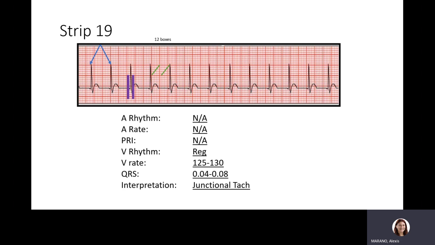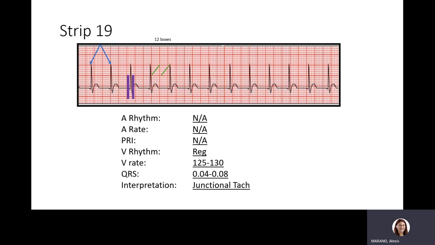Strip 19. Your atrial rhythm would be NA. Do you see any P waves? So the same would apply for your atrial rate and your PRI. Ventricular rhythm, do they march out? Yes, they do, making it regular. Your ventricular rate, since it's regular, we're able to count the small boxes. We get around 12, giving us a rate of 125 to 130. Our QRS, as indicated by the purple, will be 0.04 to 0.08, and our interpretation is junctional tachycardia.